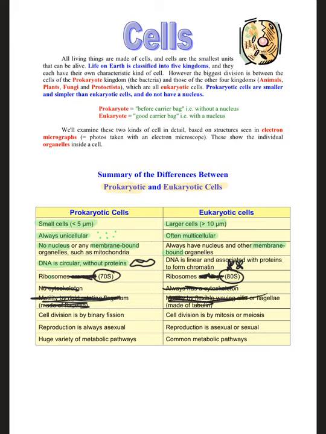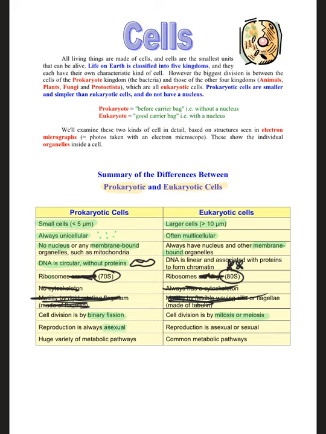So cell division, this is a useful one. We've talked about this one. With prokaryotic cells, it's binary fission. Literally the cell kind of splits in half. The DNA copies itself and it splits in half. With eukaryotic cells, it's either mitosis or meiosis, which you might have some familiarity with from previous lessons.